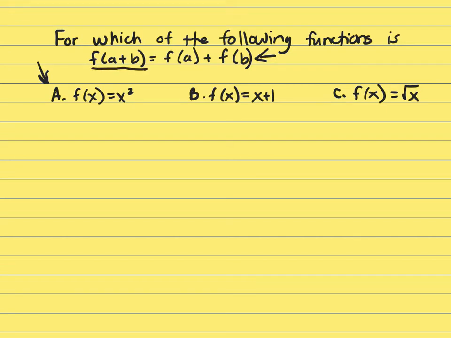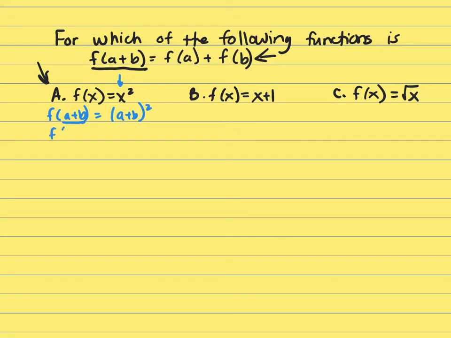So let's take this first choice, f of x equals x squared, and let's find f of A plus B. This is an x value. Everywhere there's an x, you need to substitute it in. So substitute in for x, A plus B. So x is A plus B squared.